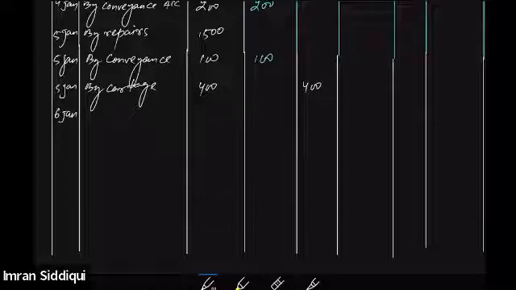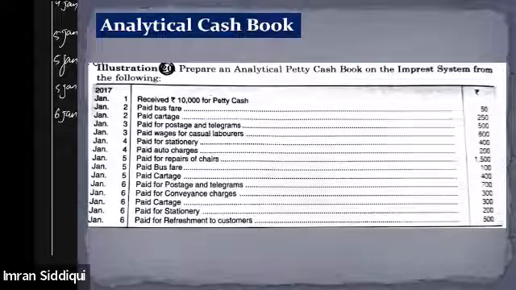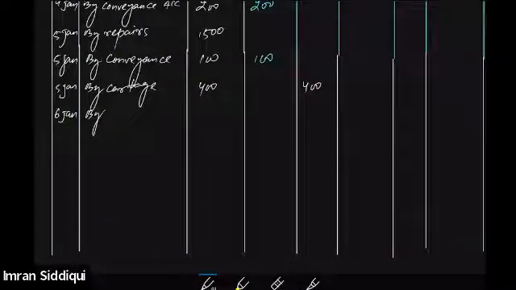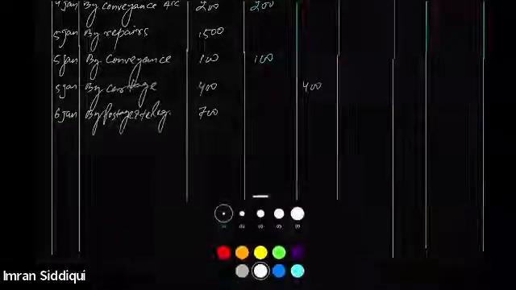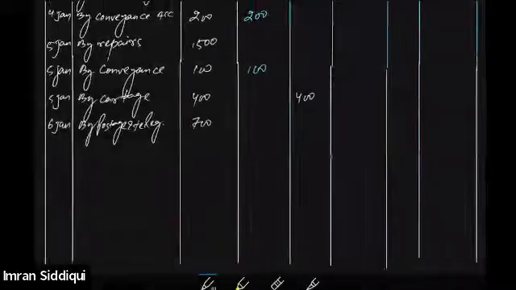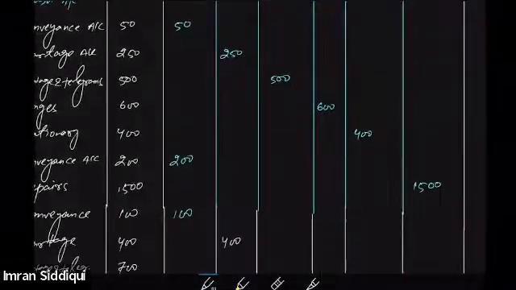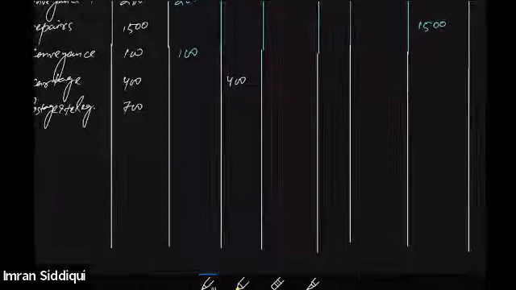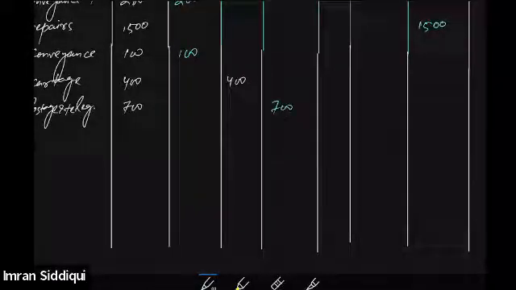Okay. Then on 6th of January, by postage and telegram, 700. $700 postage and telegram. And since I have already made a column for recording the expense relating to postage and telegram, so I can simply write the amount here. Postage and telegram, 700.